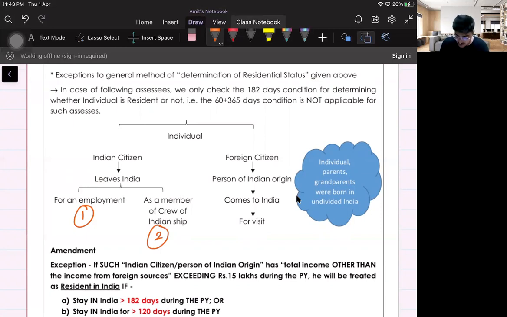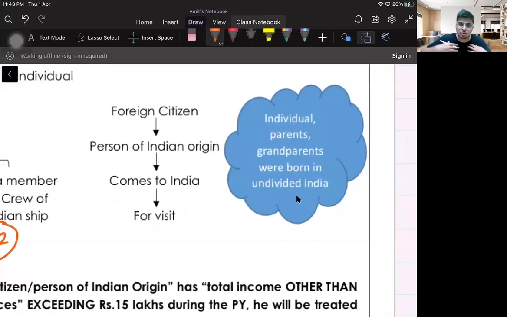The third category is if you are a foreign citizen and a person of Indian origin, and you are coming to India for a visit. So, sir, what is the meaning of person of Indian origin? Person of Indian origin means I myself, my parents, or my grandparents were born in undivided India. You are a foreign citizen, a person of Indian origin who is coming to India for a visit and not for professional reasons. Please understand this: not for professional reasons, only for a visit. In that case, you will fall under the third category.